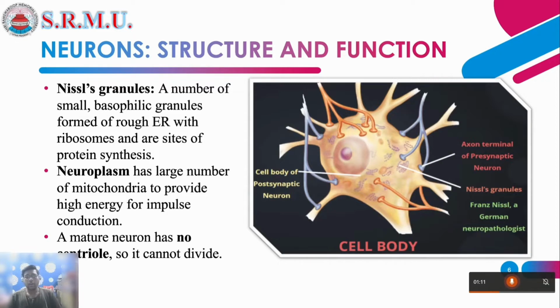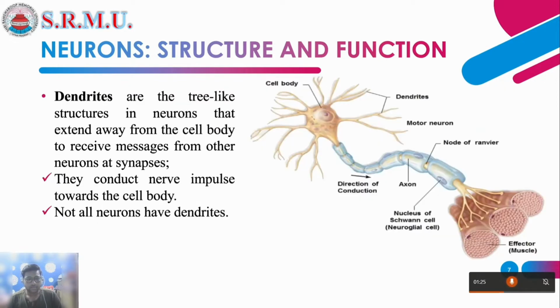Now, an interesting fact about neuron is that it lacks centrioles. It has no centrioles, and we all know that centrioles help in formation of spindle fibers, which in turn help in cell division. So a neuron cannot divide. Okay, a cell body has extensions, as you can see in the image.